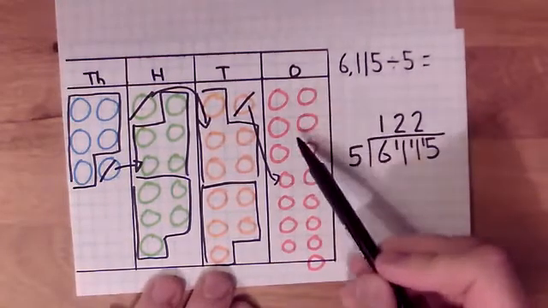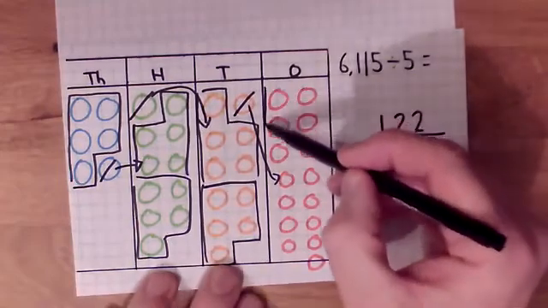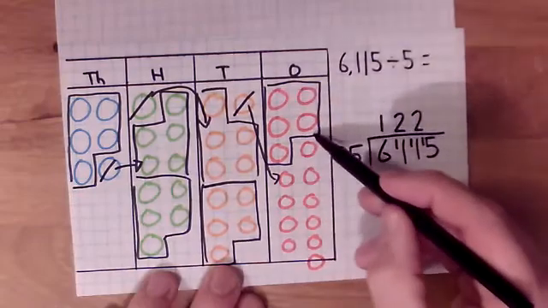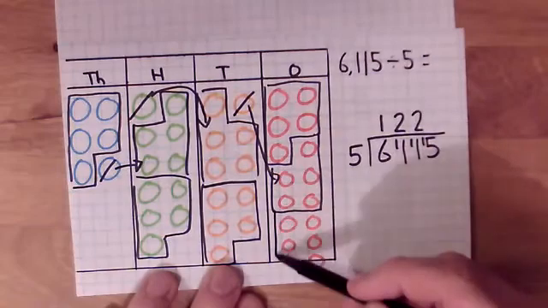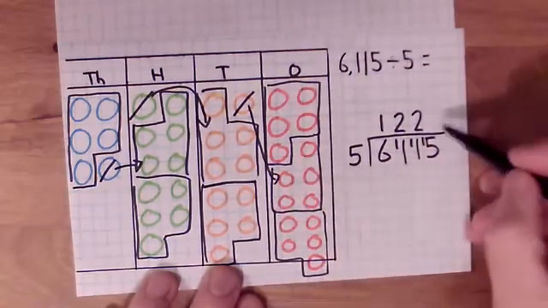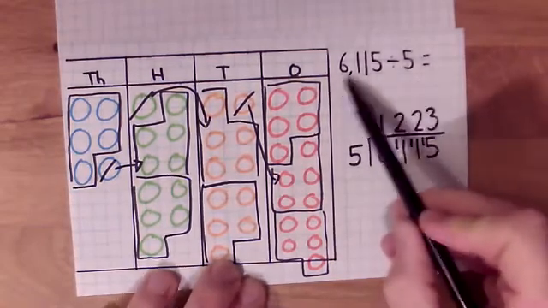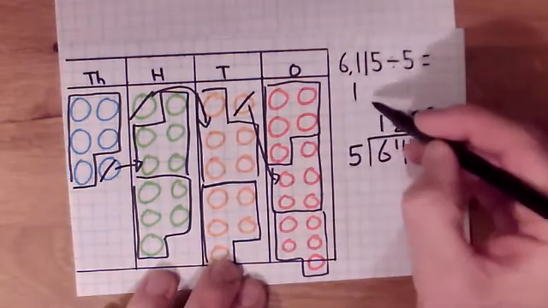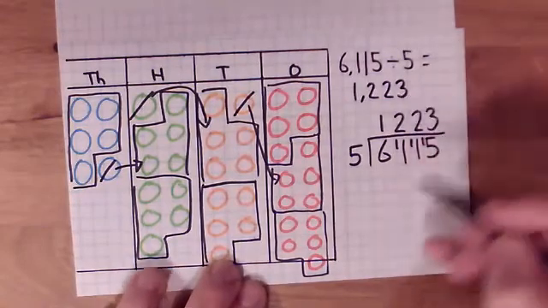And again, I'm now going to go looking for groups of 5 or lots of 5. So I've got 1, 2, and 3. I've got a nice exact number of lots there. So I've got 3. So I can say that 6,115 divided by 5 is 1,223.